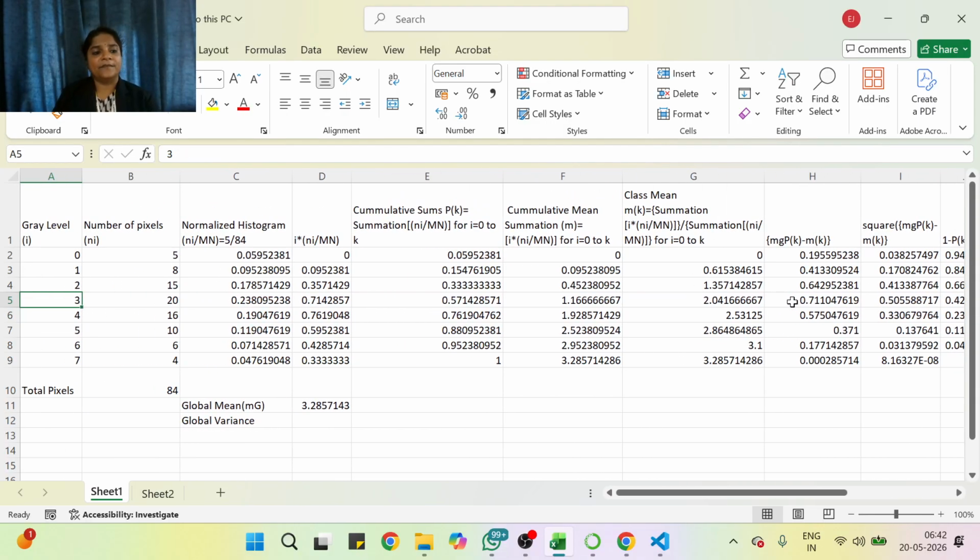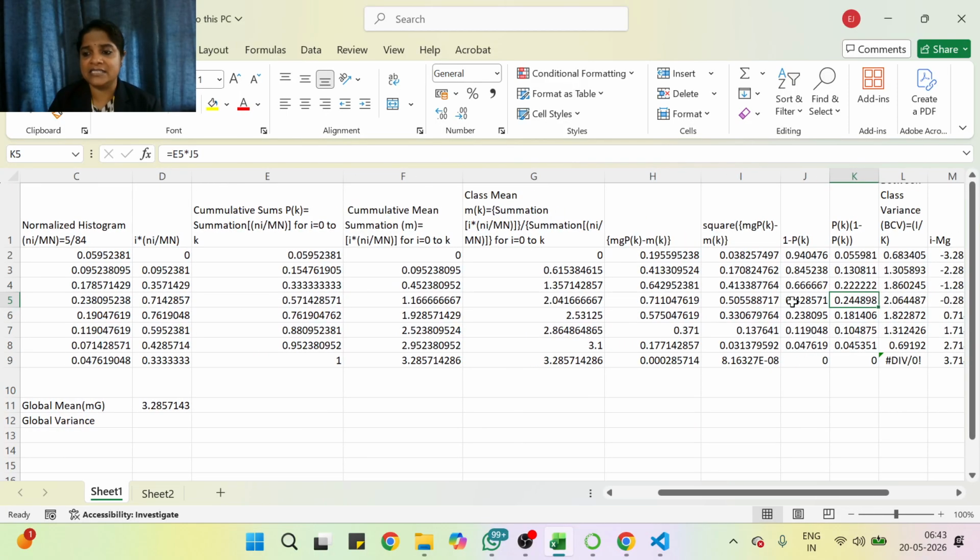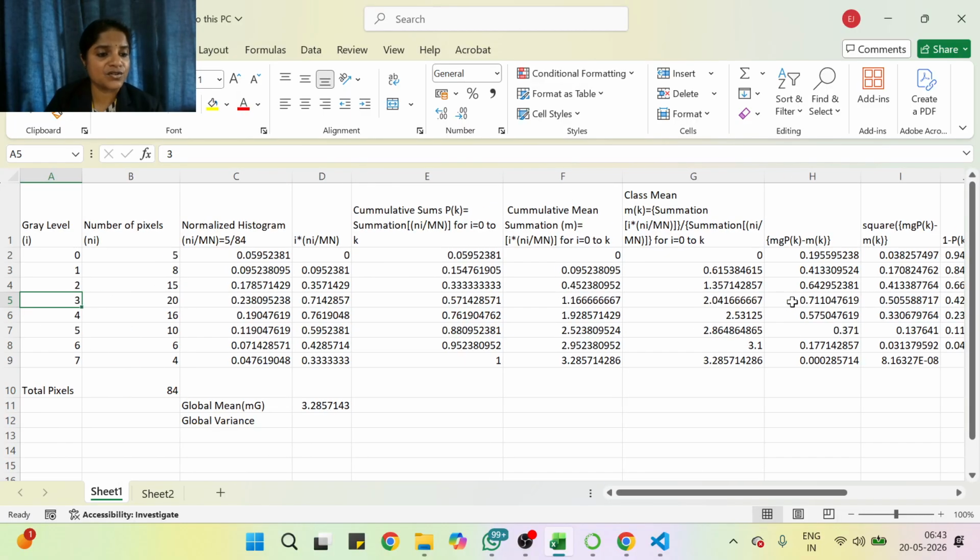So gray level 3 has the maximum between class variance of 2.06. From this, which gives my optimum threshold, what is the value of the optimum threshold that I have obtained as a result of gray level thresholding? It is k equal to 3. Now I have to carry out binary segmentation using k equal to 3. So what is going to be my segmented image?